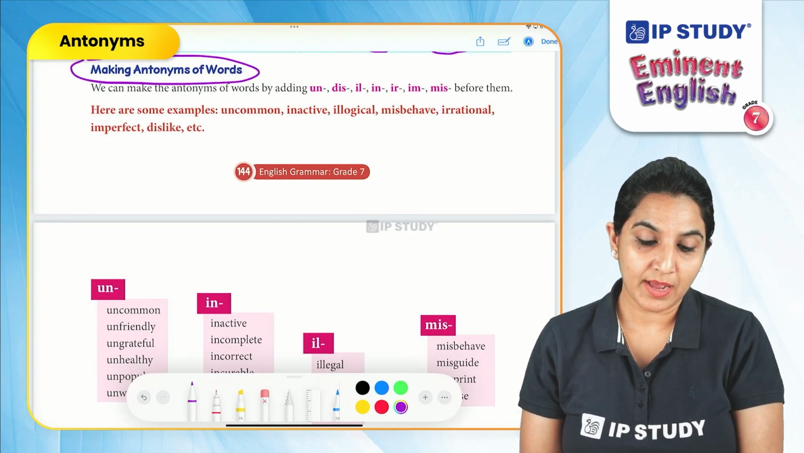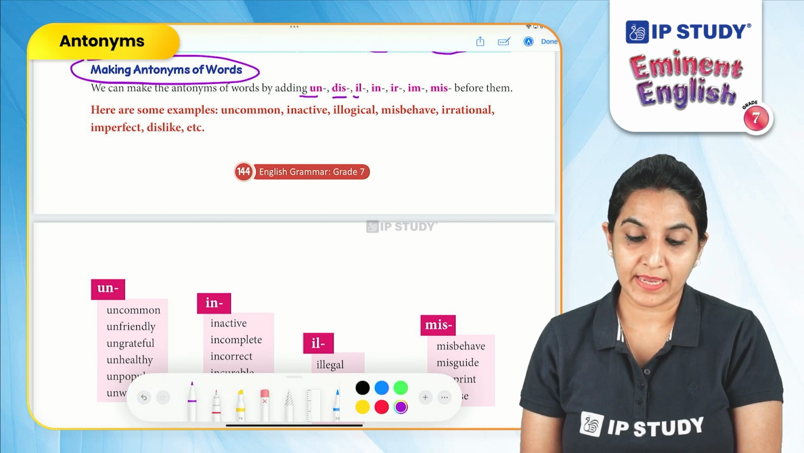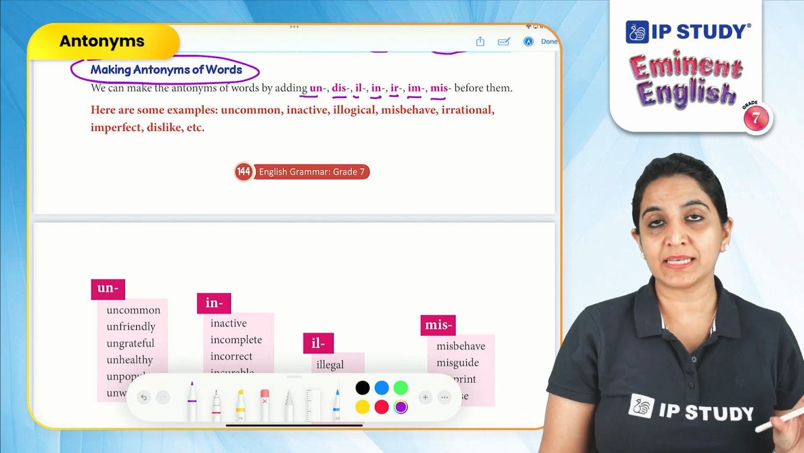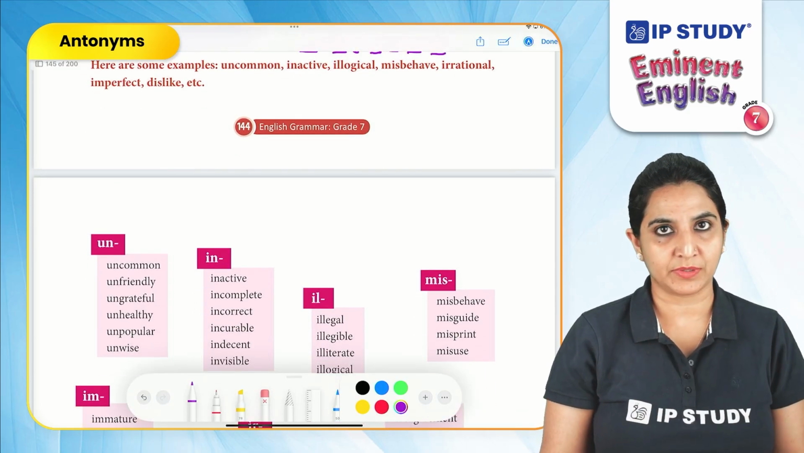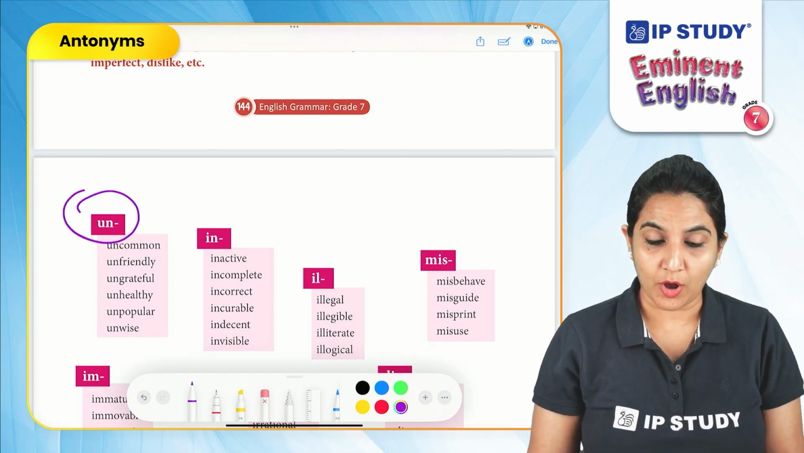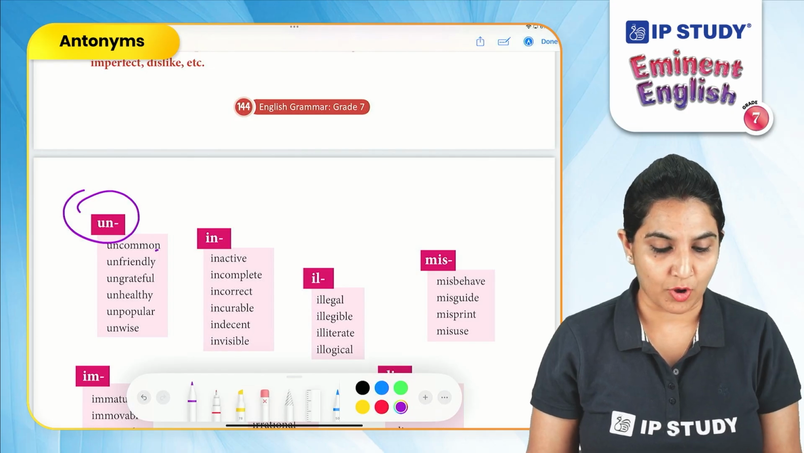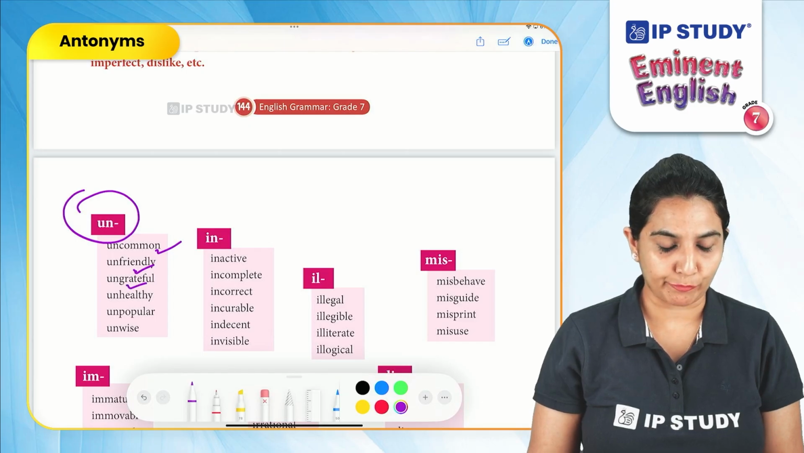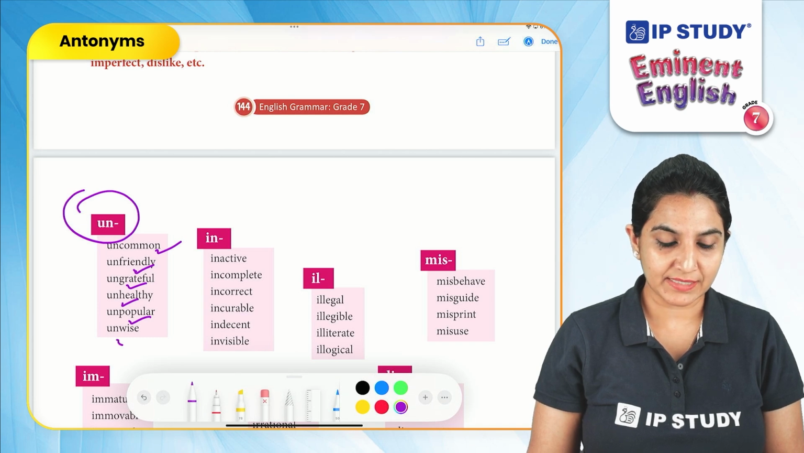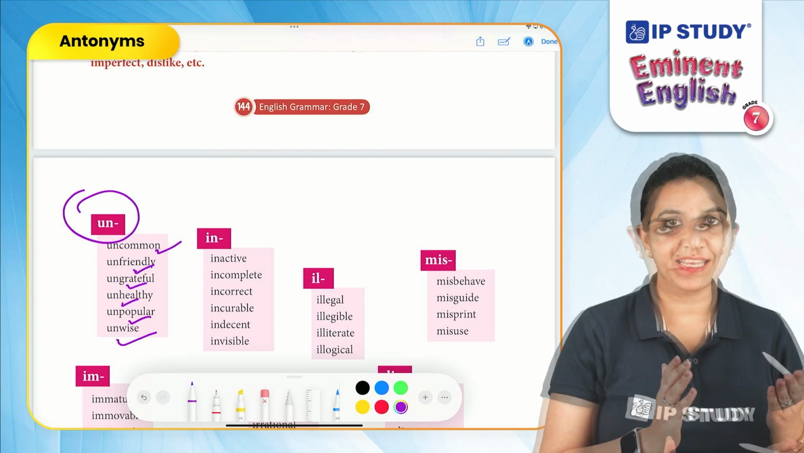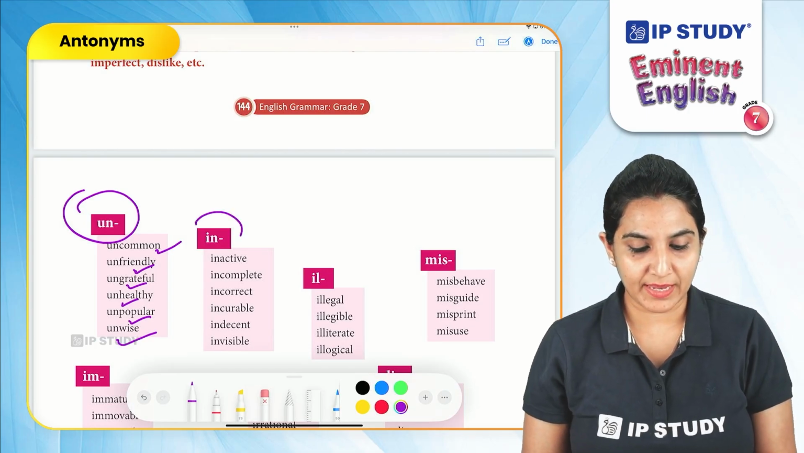For example, un, dis, ill, in, ir, im, mis. If we use these prefixes, we can make antonyms of words as well. For example, common. Add un to it. The opposite of common will be uncommon. Friendly, opposite will be unfriendly. Grateful, ungrateful. Healthy, unhealthy. Popular, unpopular. Wise, unwise. So a lot of antonyms can also be made by adding prefixes to words.